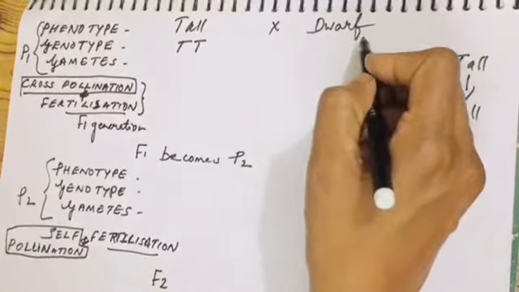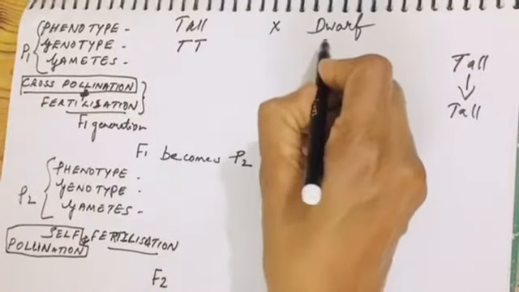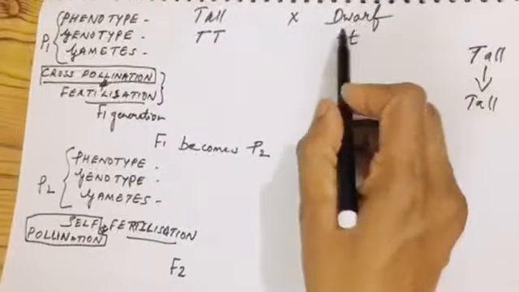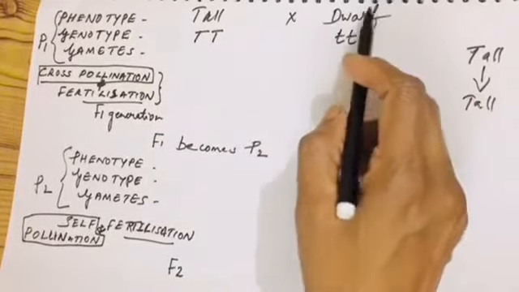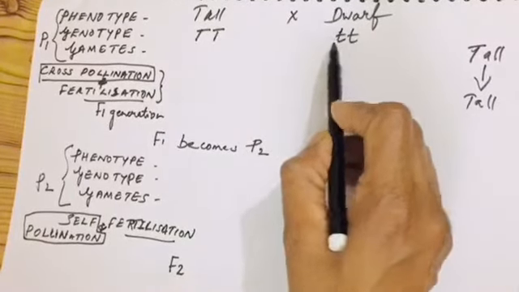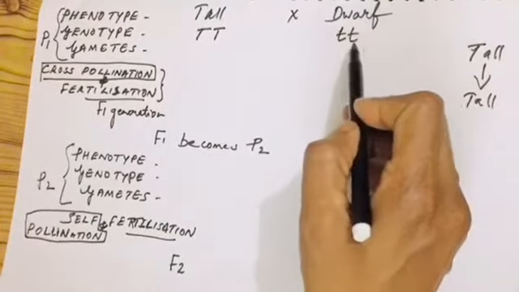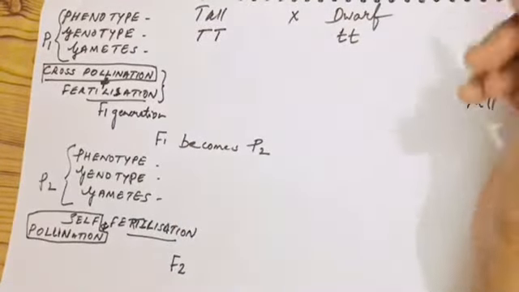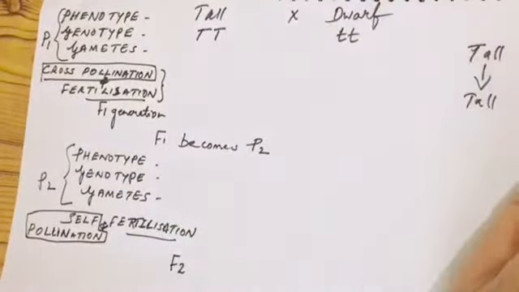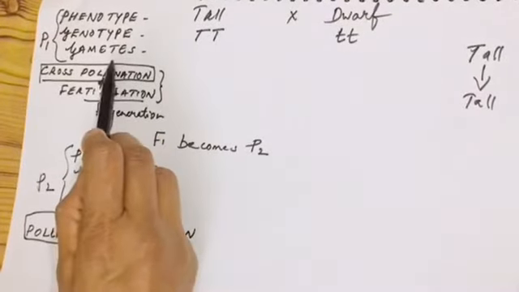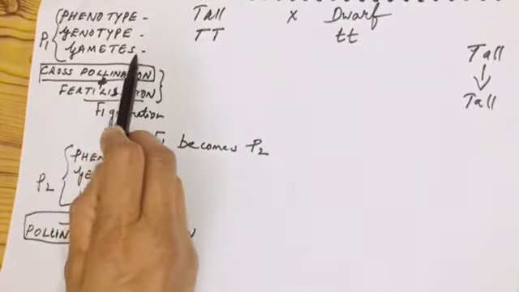For the dwarf, the genotype can be only small t, that is the homozygous version only. There is only one genotype possible for dwarfness because 2 recessive genes can make dwarfness here, isn't it? If one capital T comes, that will bring the phenotype tall. So here is no other option, small t only. Now what is the next step? We are going to show the gametes.